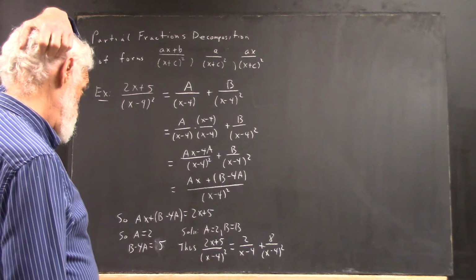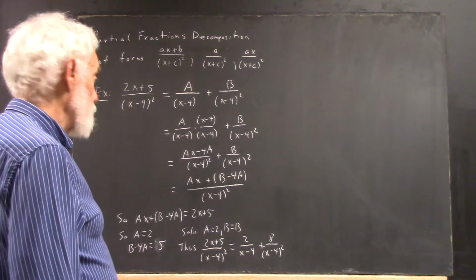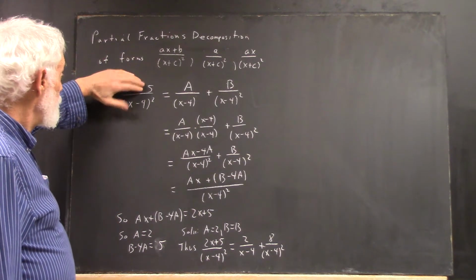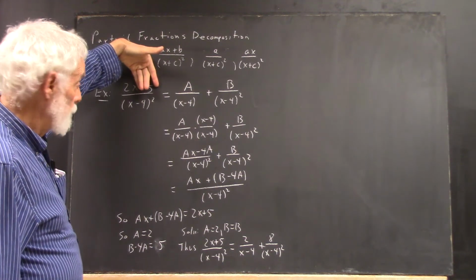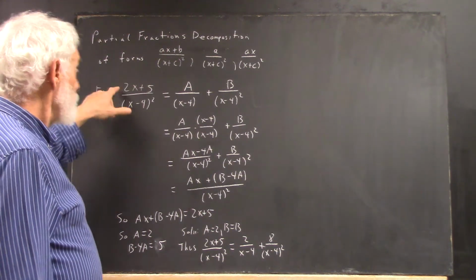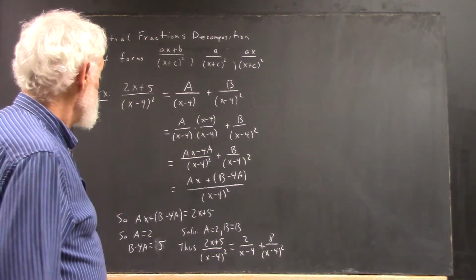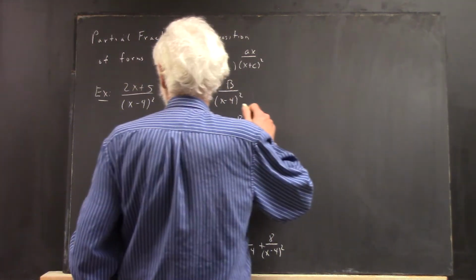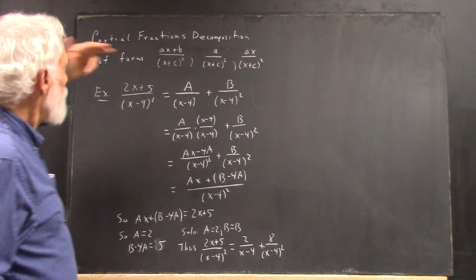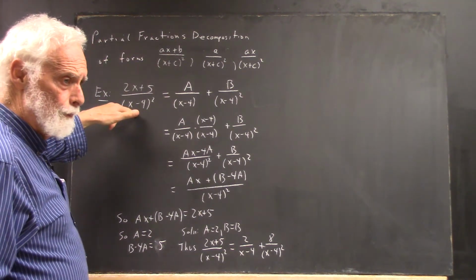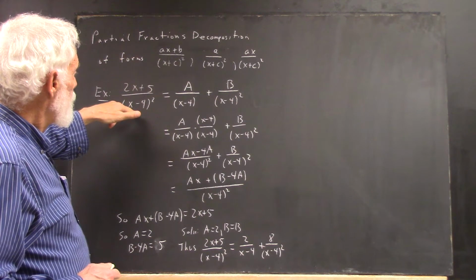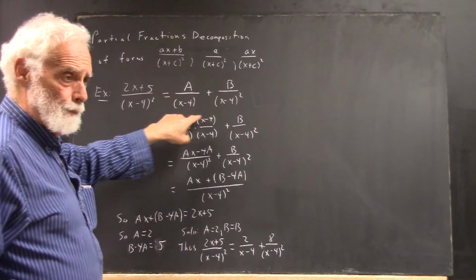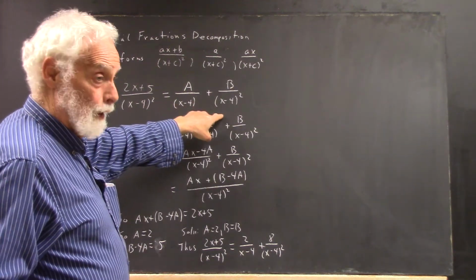Now, the same idea works whether we have just a number here or just a multiple of x here or a multiple of x plus a number. Okay, so for example, any fraction with denominator x minus 4 squared with numerator of lower degree than the denominator is going to be subject to this decomposition.